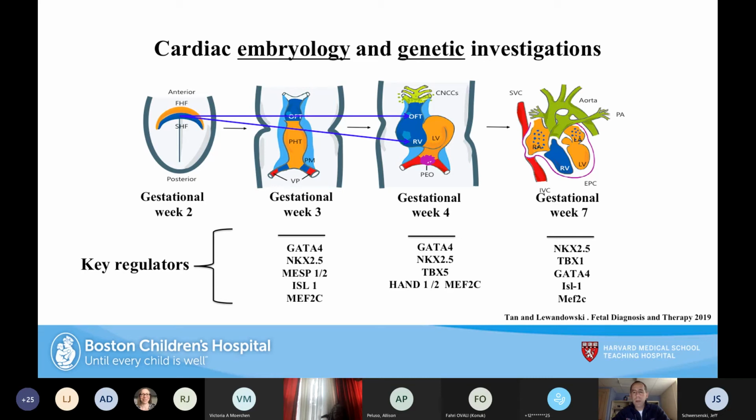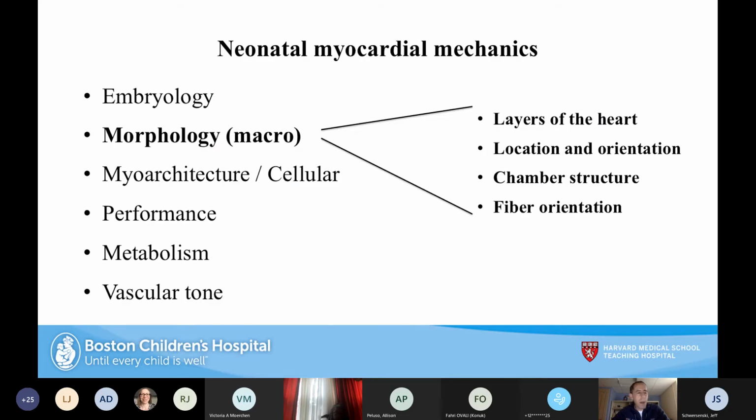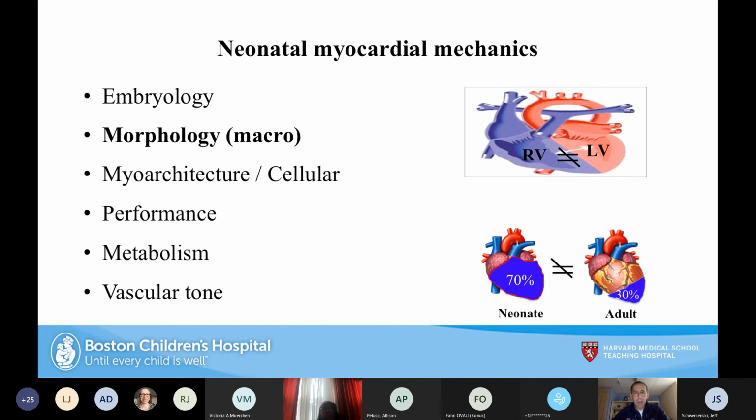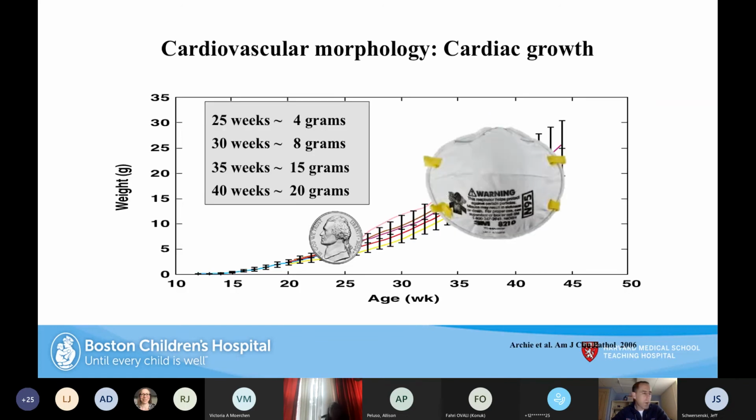When we talk about morphology, most of us understand the layers of the heart, the location of the heart, the chamber structure, and the fiber orientation. What's unique is that the right side is not the same as the left side. And a neonatal and a preterm heart is not the same as an adult heart. What we know from cardiac growth is that at 25 weeks, the heart weighs about 4 grams. Really the weight of a nickel, here you see. And up to 40 weeks, it weighs around 20 grams.